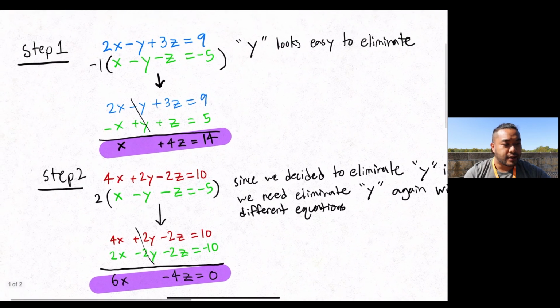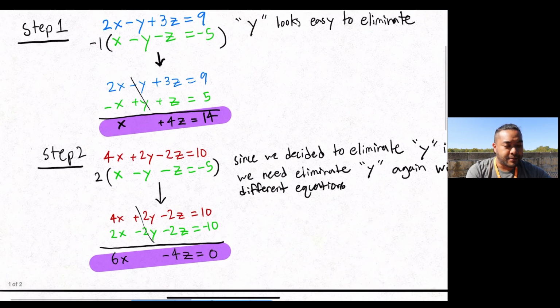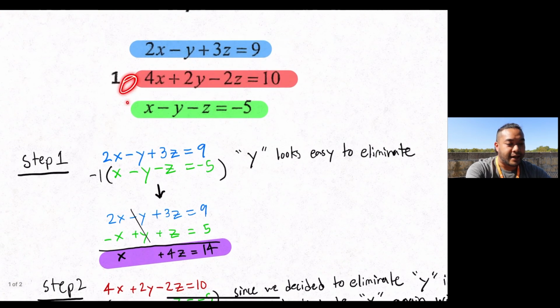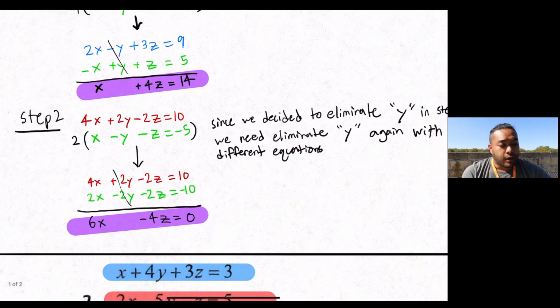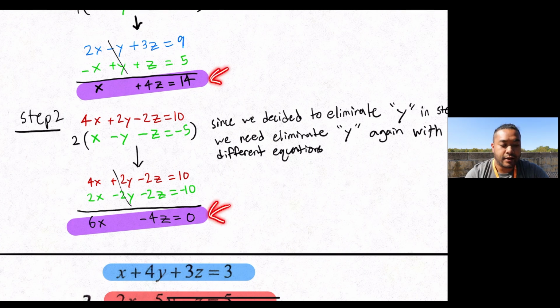So in step 1 we used the blue and the green equation, the first and the third equation. In step 2, we need to use two different equations. So we're using the red and the green equation this time, the second and the third equation. Once we use elimination to solve this out, hopefully at this point you feel pretty comfortable with elimination, we end up with 6x minus 4z equals 0. So in both of these equations that I've highlighted in purple, I have two different equations where I don't have y. All I have is x and z.